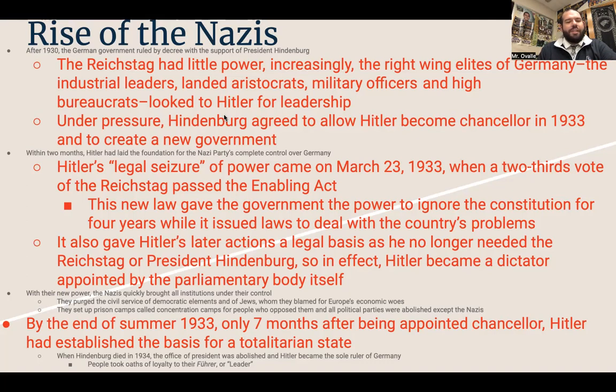So with their new power, the Nazis quickly brought all institutions under their control. They purged the civil service of democratic elements and of Jews, whom they blamed for Europe's, not Germany's, Europe's economic woes. They set up prison camps called concentration camps for people who opposed them, and all political parties were abolished except the Nazis. By the end of the summer of 1933, only 7 months after being appointed chancellor, Hitler had established a basis for a totalitarian state. When Hindenburg died in 1934, the office of president was abolished, and Hitler became the sole ruler of Germany. People took oaths of loyalty to their Führer, or leader.